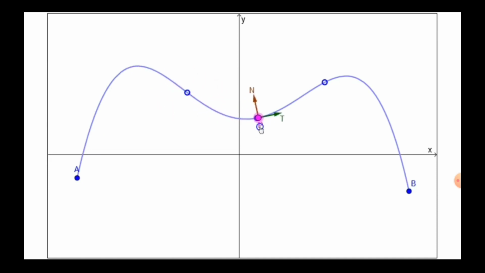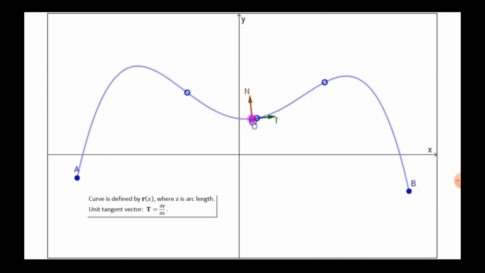Now, there are two vectors sticking out of point P. There's the vector T that is tangent to the direction of motion, and the vector N that is perpendicular to T. How are these vectors defined? T is a unit tangent vector. So if my vector valued function defining the curve is, say, R of S, where S is arc length, then the formula for T is simply dr ds.